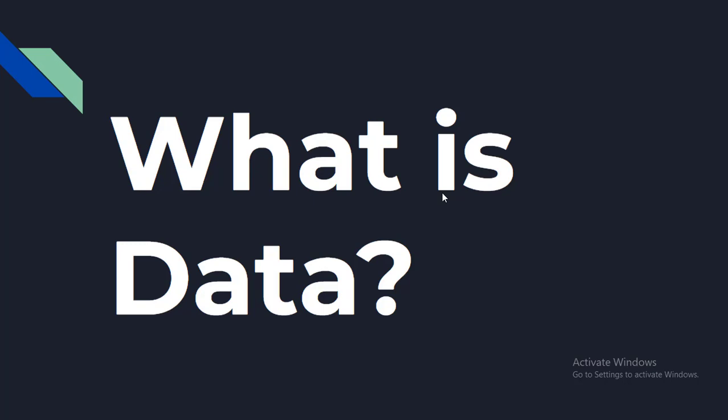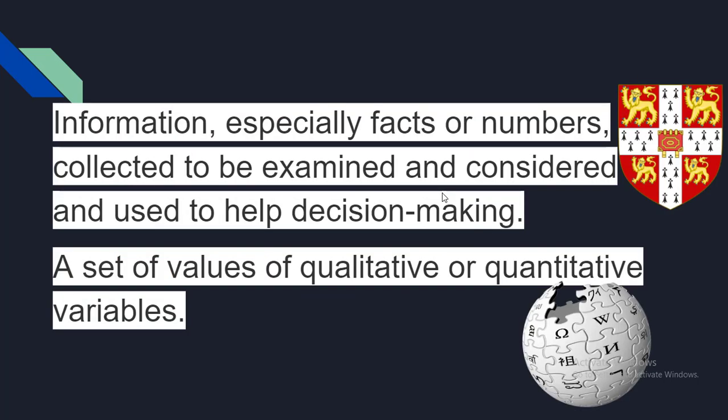Since we have spent some time discussing what data science is, we should spend some time looking at what exactly data is. First, let's look at what a few trusted sources consider data to be. First up, we will look at the Cambridge English Dictionary, which states that data is information, especially facts or numbers, collected to be examined and considered and used to help decision making.